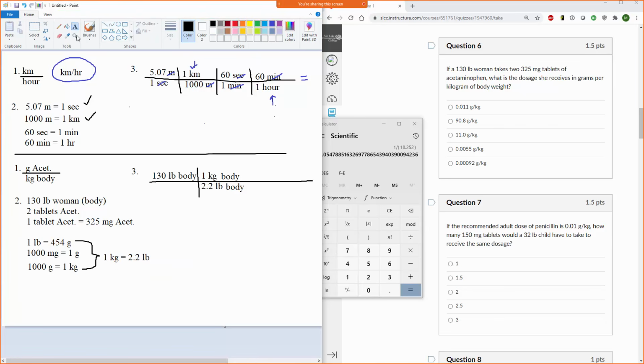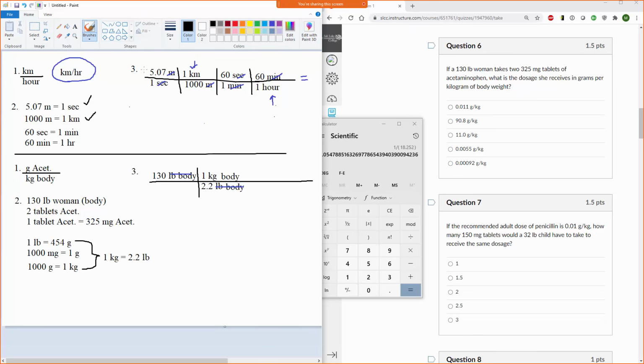All right, so in terms of converting from my pounds of body to kilograms of body, whether I go from pounds to grams or grams to kilograms, or whether I go from pounds to kilograms using this other conversion, doesn't matter. Okay, so now we have solved for kilograms of body weight. Okay, so what shall we do next?